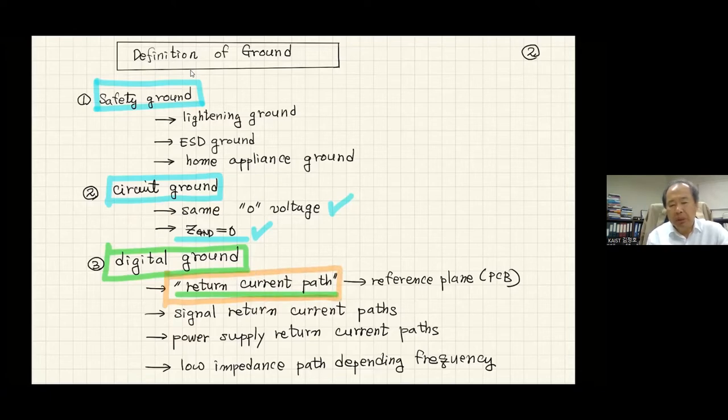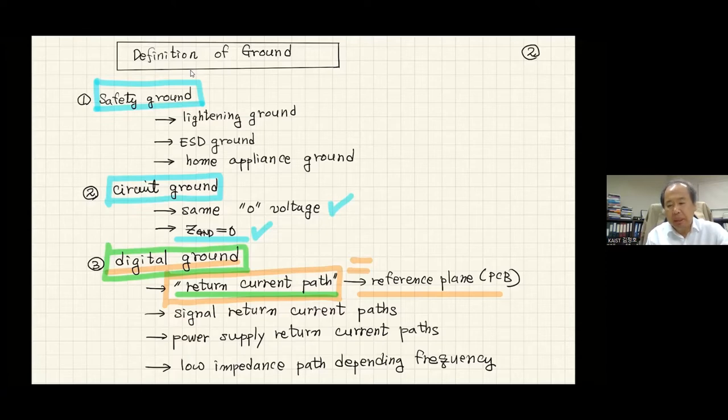And sometimes in multilayer PCB, return current path is called reference plane. I think the meaning of return current path and reference plane might be almost the same. And this kind of path and plane could be called digital ground. Because a return current path has certain impedance, in the digital ground, no two digital grounds will have the same voltage. So the definition of circuit ground cannot be applied to digital ground.